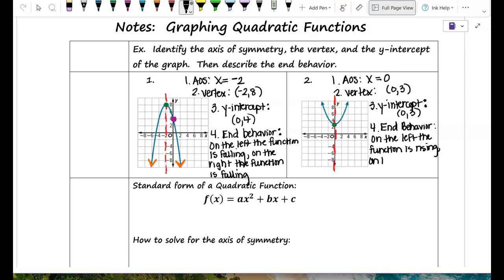On the right, the function is rising. Again, when we're talking about behavior, we're looking for where those arrows are pointed. Are they pointed up or down? Down, it's falling. Up, it's rising.